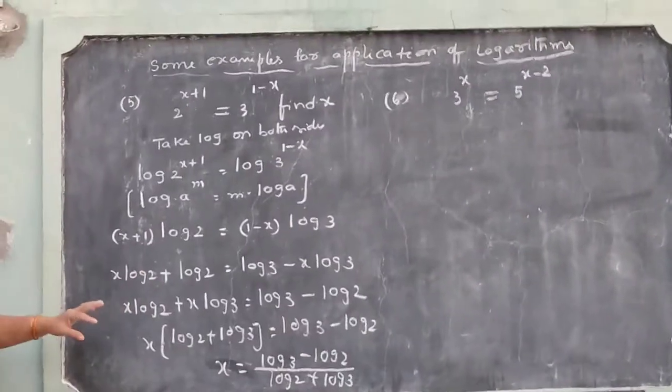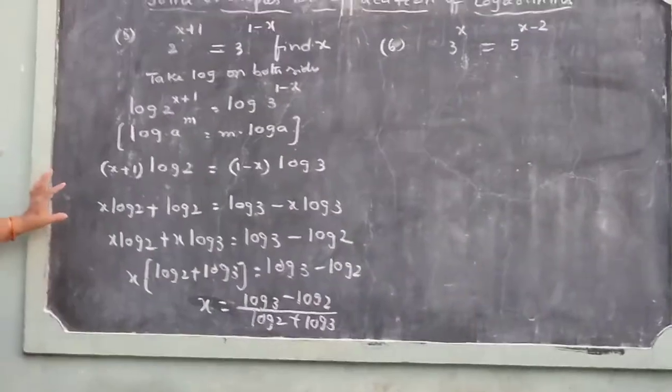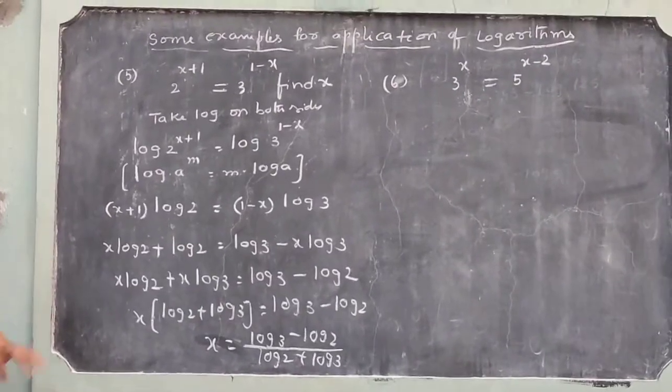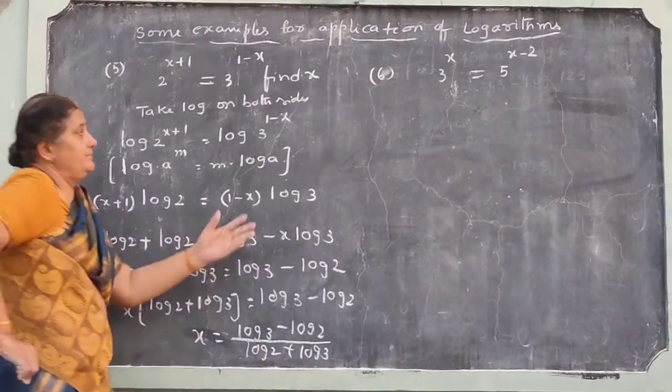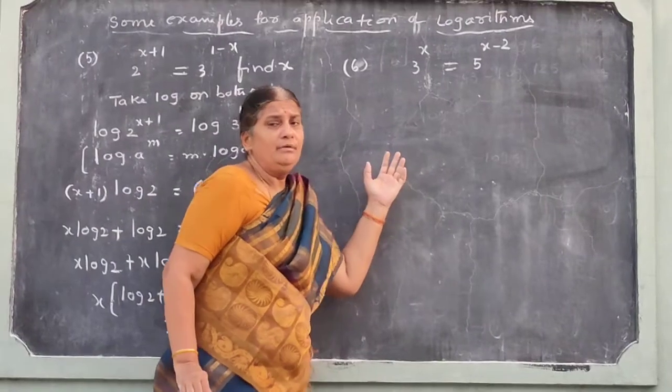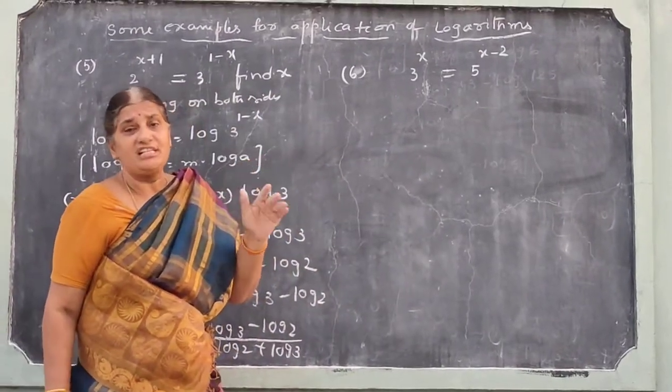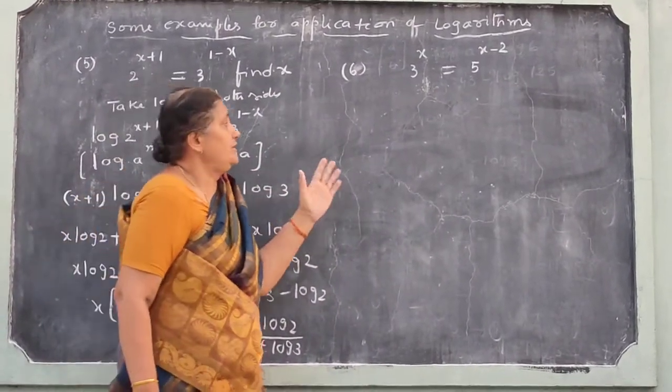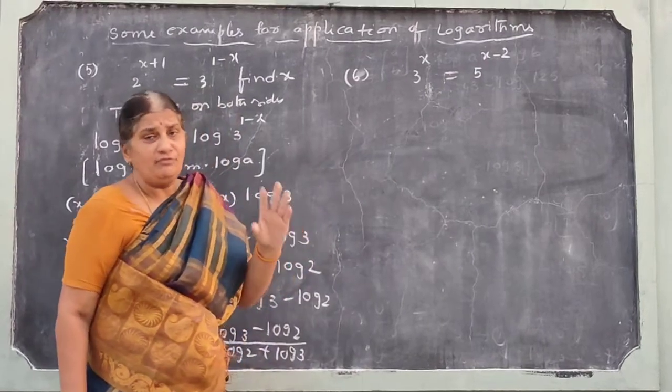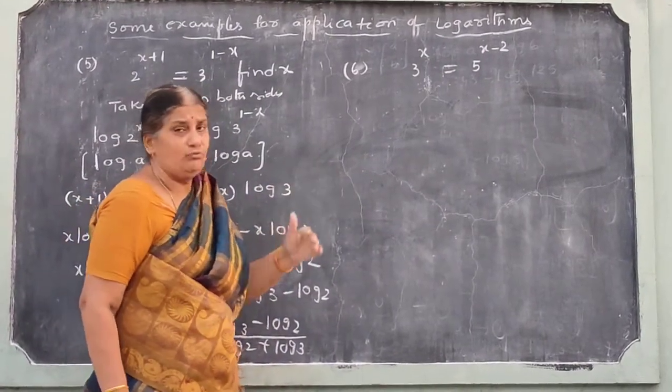Same model, one more sum I will explain. Don't write. After the explanation, you must write it down. Listen, all of you, one more example in this model. Now listen. Read this problem: 3 power x is equal to 5 power x minus 2. So 3 we can't change to base 5, and 5 we can't change to base 3. In that case, here is what I told.